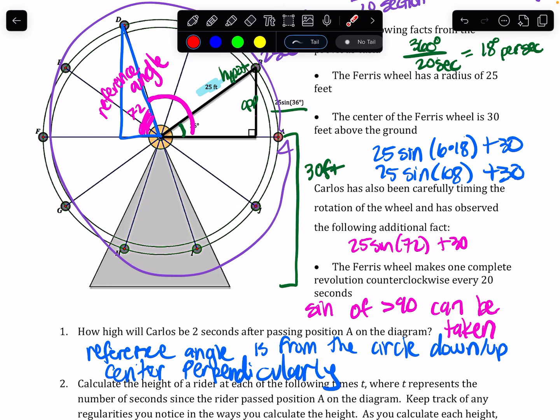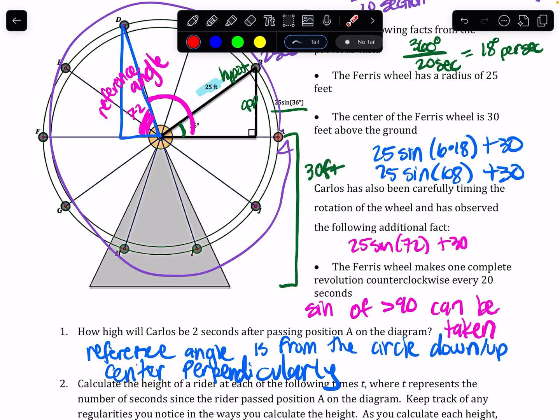Now, if we look here, we had talked about the day before where we needed to decide if it was above the center or below the center, and then that would determine if we were adding 30 to it or if we were doing 30 minus that value. But if you had used the angle of rotation, it actually did that calculation for you.